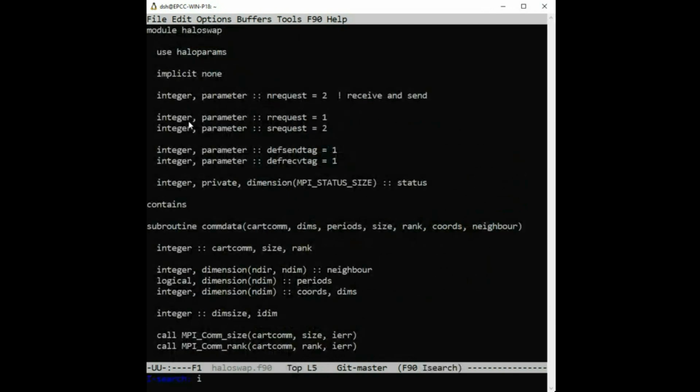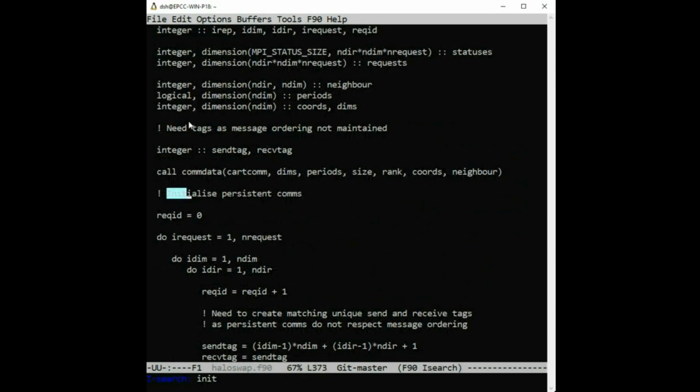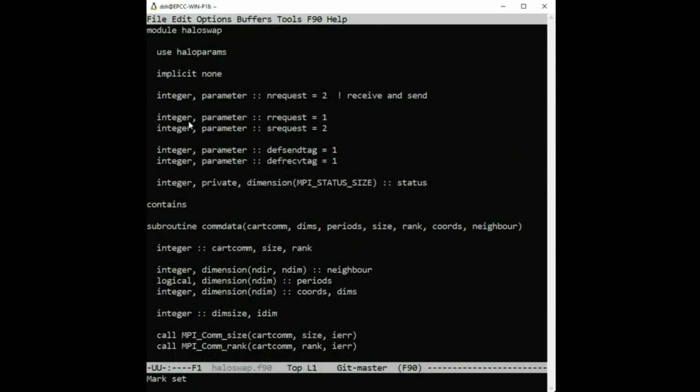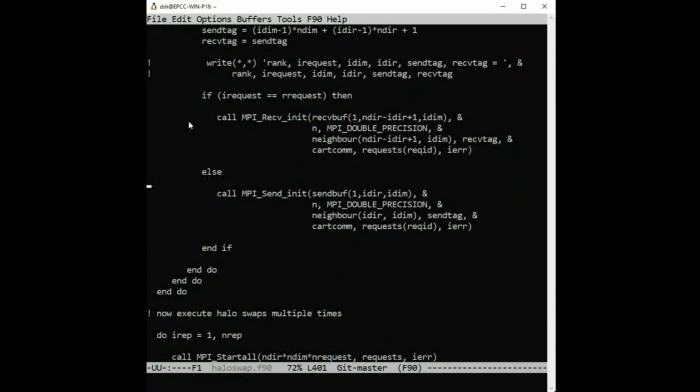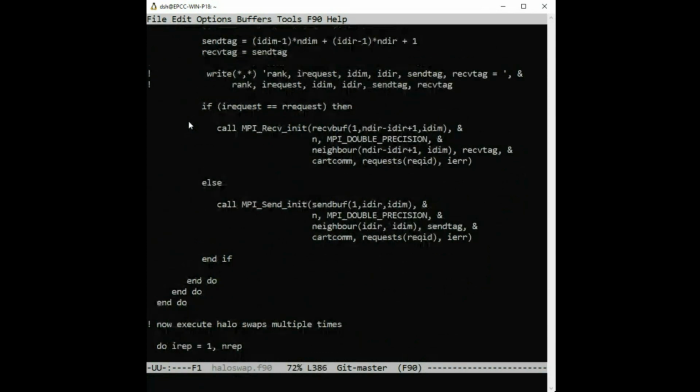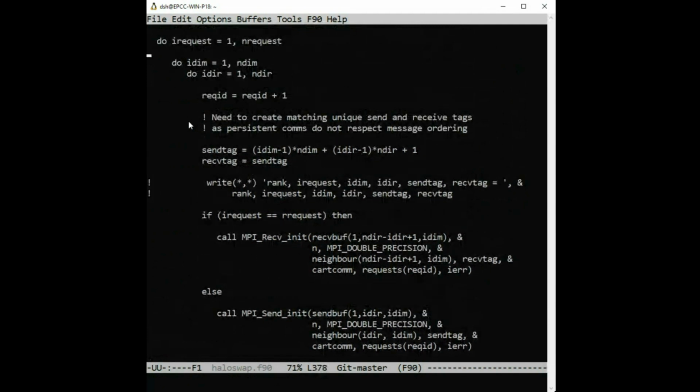And if you're interested, I do have the persistent version. This looks very similar, but this loop over all the things doesn't actually perform the communication. It just sets them up. It says to MPI, look, I'm going to be doing lots of these, and here I have to be careful about the tag, for reasons I mentioned before. Persistent communications don't respect message ordering, so I need to tag them. That's a bit of a subtlety.